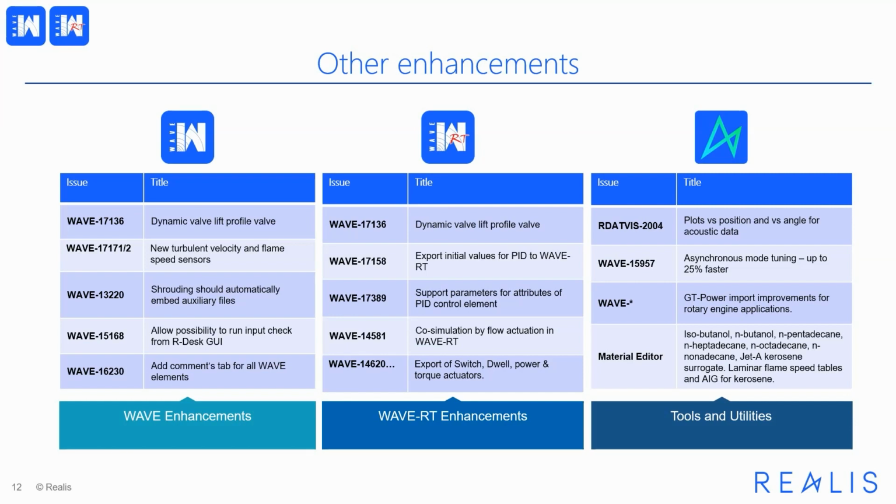Shrouding now automatically embeds auxiliary files with the new control options in the shrouded model export dialog, which simplifies the process of creating self-contained models. A new input check option is available in RDisk environment, allowing running the solver on the model in a check mode, providing an option to identify mistakes in the model easily and save time which can otherwise be lost, in particular when an incorrect model is submitted to a computational cluster.